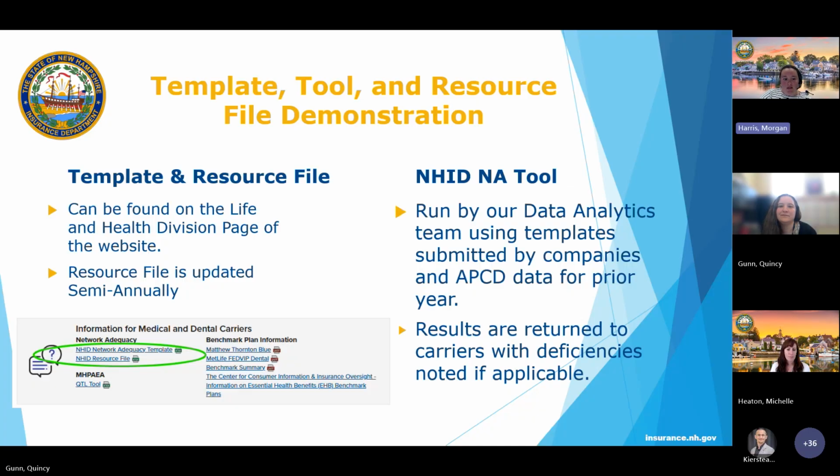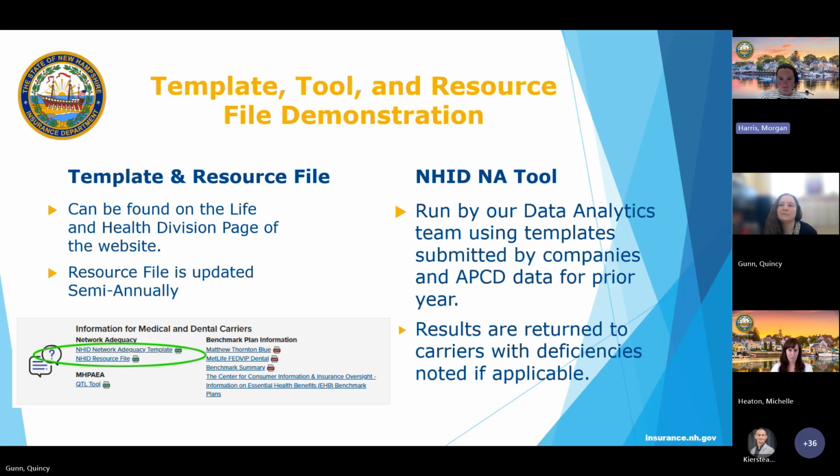If you are in need of the network adequacy template, nothing on that has changed for the past couple years now. That's still on our website, along with the resource file, which I'm going to get into a little more in depth in the next couple of slides. But those are found on the Life and Health page of our website. It's also going to be where we're going to be posting this presentation, this recording, and a couple other resources for you all as well, all under that network adequacy section. So please take a look at that on our website and use it to your advantage.